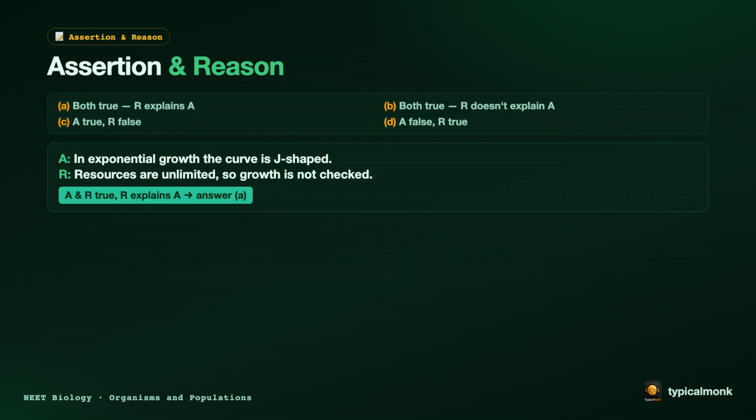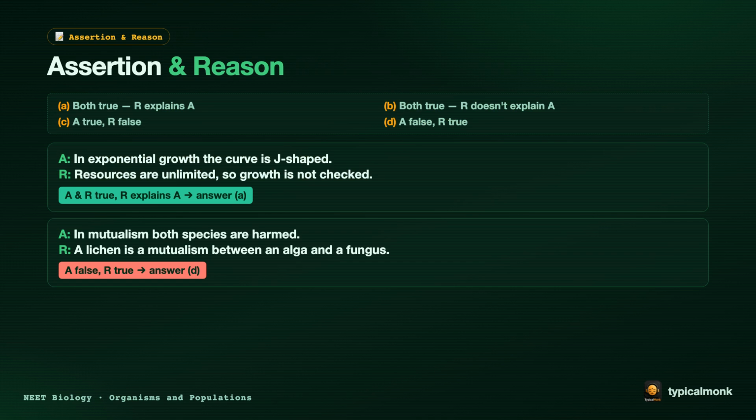Now the first drill, assertion and reason. Each time ask, is A true? Is R true? And does R explain A? First, A, in exponential growth, the curve is J-shaped. R, resources are unlimited, so growth is not checked. Both true, and R explains A, so the answer is A.